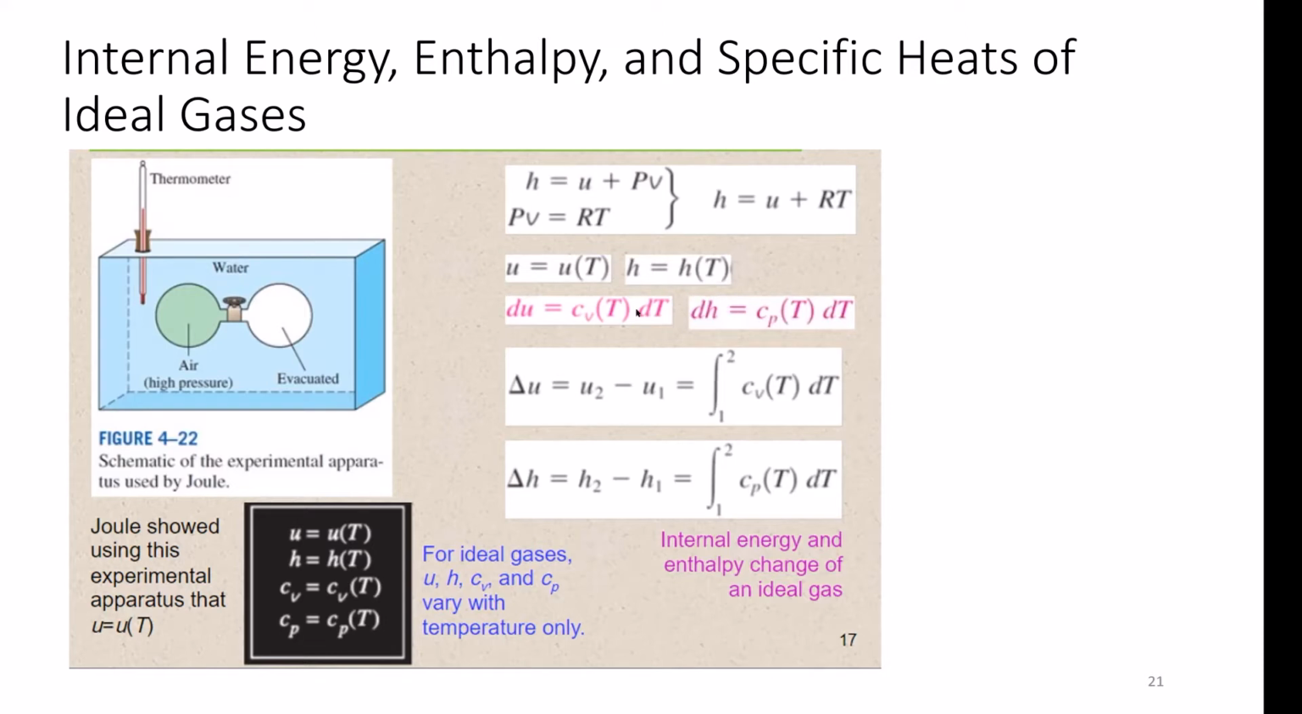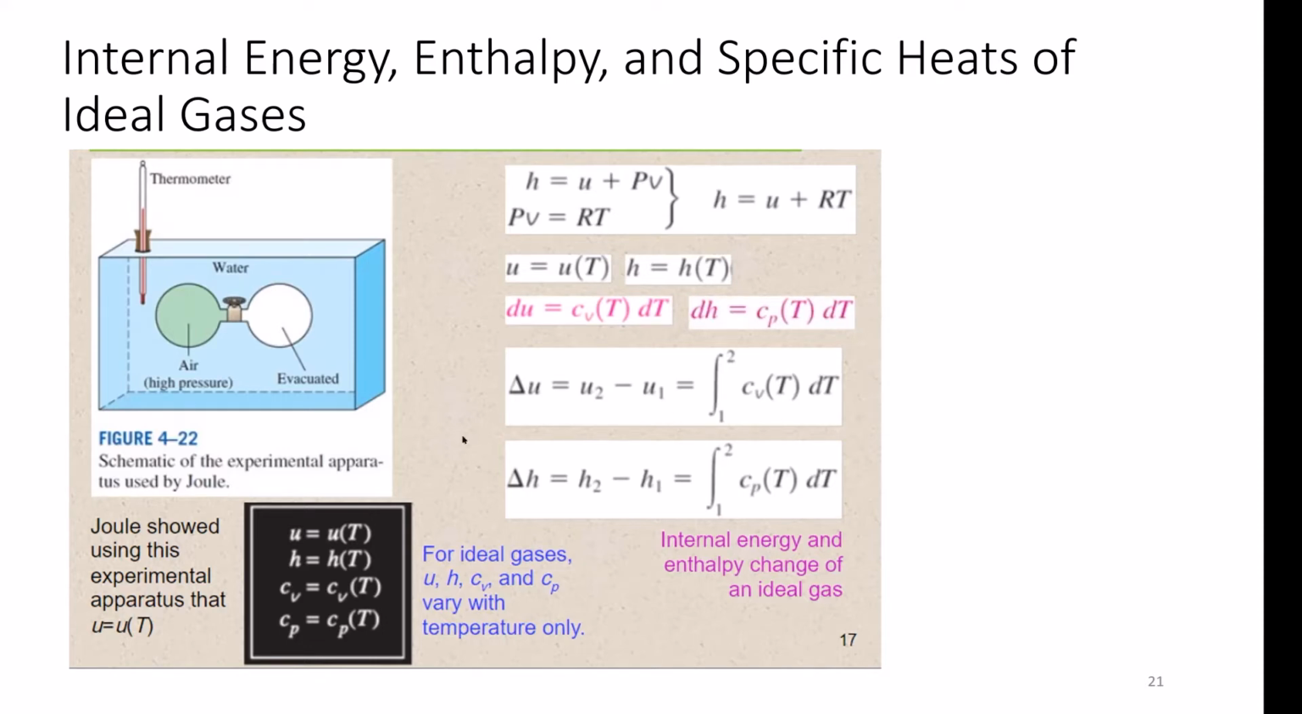Okay, and so from previously what we had looked at, if we were looking for the incremental change in internal energy, it would just be, by definition, the specific heat for constant volume as a function of temperature times dT, and same thing with the incremental change in enthalpy. It's just going to be equal to the specific heat at a constant pressure as a function of T times dT.